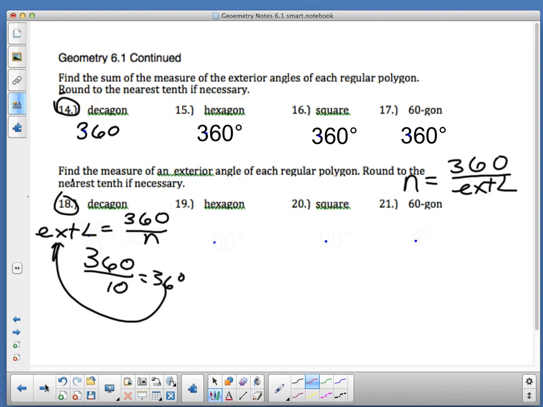My example, if I know the total is 360 and I know my exterior angle value is 36 degrees, I get a 10-sided figure. Okay? If it doesn't go in there evenly, it doesn't make a regular polygon. Kind of neat. Be able to know that just by doing a little check. So your turn. Find 19, find 20, find 21. Go.